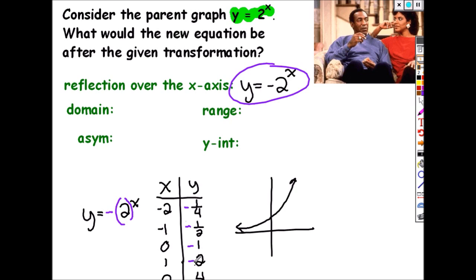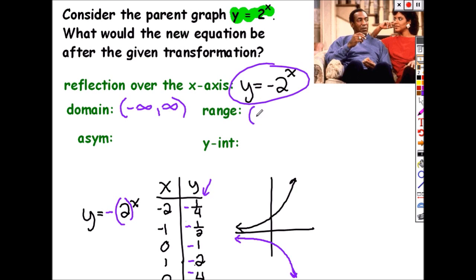And if my x values stay the same, but my y values change, what's going to happen is this graph would just flip over the x-axis. So that negative is going to cause a reflection over the x-axis. My domain, I can still plug in anything for x. But now what's happening for y? Well, now I'm only getting out negative values. So this graph is going to decrease forever.